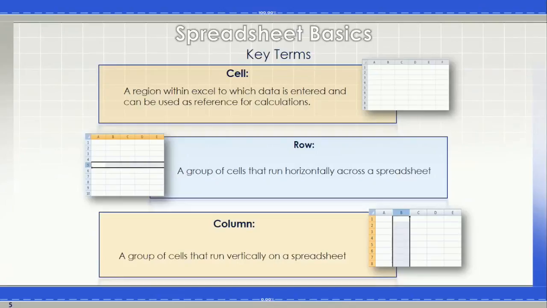If you've never used Excel, the layout terminology might be unfamiliar. Cells are individual rectangles within Excel to which data is entered and can be used as reference for calculations. A row is the horizontal group of cells, while a column is a vertical group of cells.